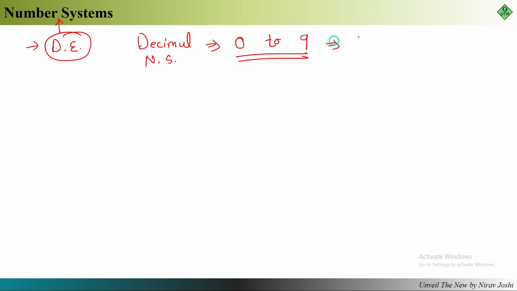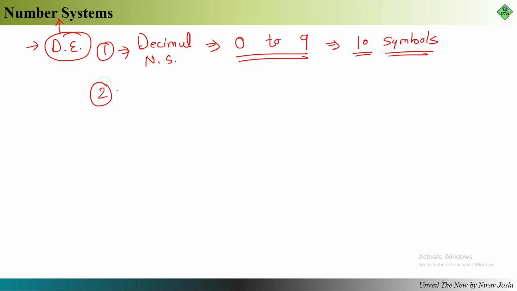We have 10 symbols in this, right? Considering 0, then 1 to 9, how many total symbols do we have? Total we have 10 symbols. So as there are 10 symbols, it is known as the decimal number system. Similar to that, in digital electronics we need to learn 3 more number systems.